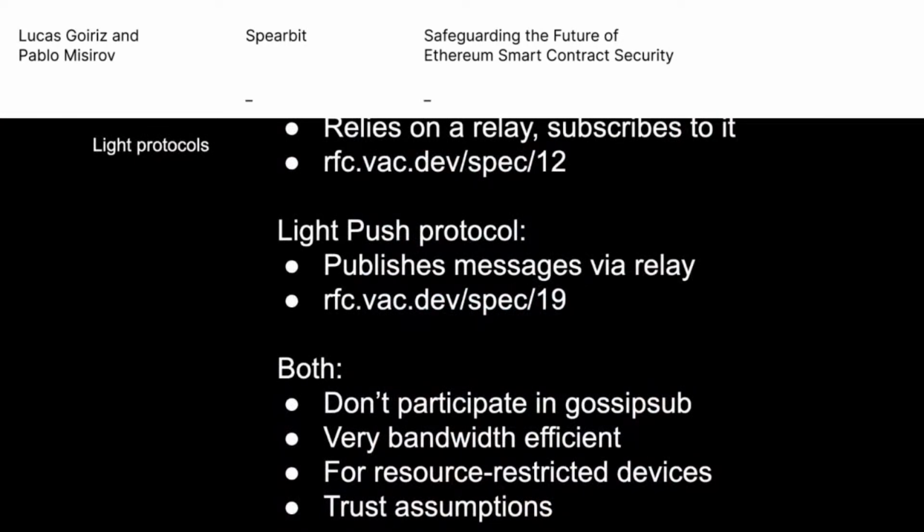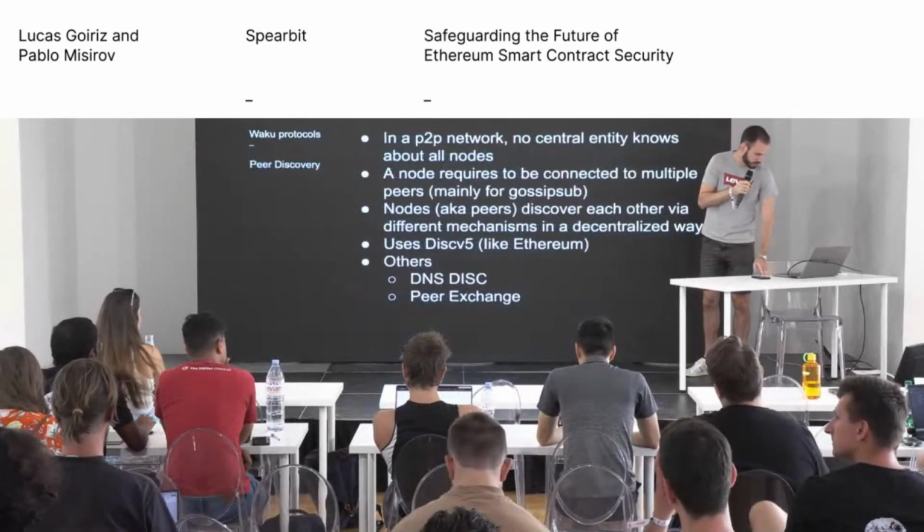Of course, there is some trust involved, but you can always use several nodes if you don't want to rely on only one. They don't participate in GossipSub. They are very bandwidth efficient because you don't have to run relay, right? So you will consume not much bandwidth, and yeah, there are some trust assumptions.